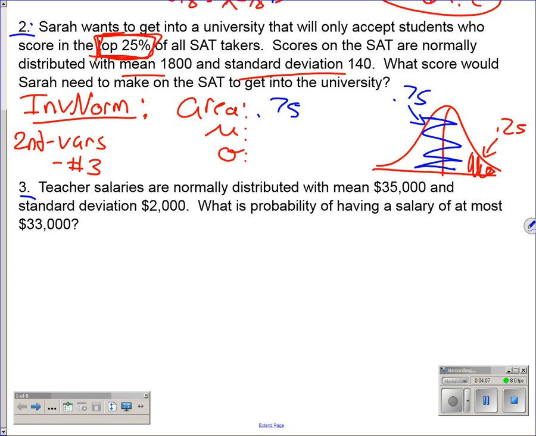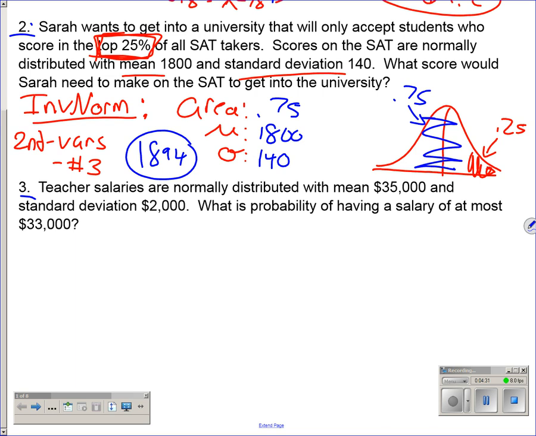What's that little U thing mean? Mean. Yeah. In this case, it's 1800. And then 140 for the standard deviation. That's pretty good. What'd you get? Yeah, we'll just say that 1894 for sure. You got to score an 1894 to be in the top 25%.